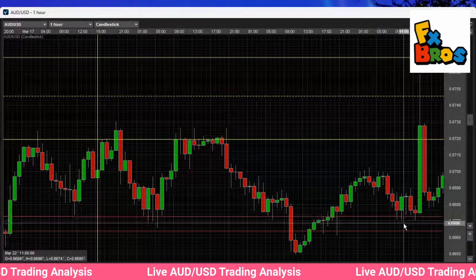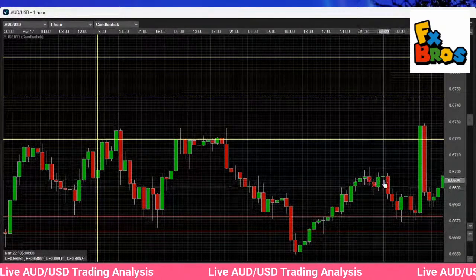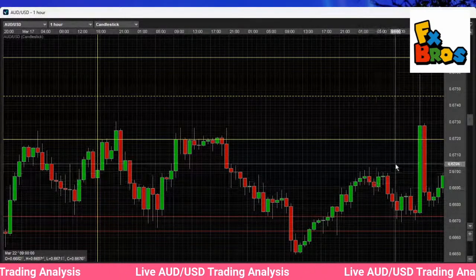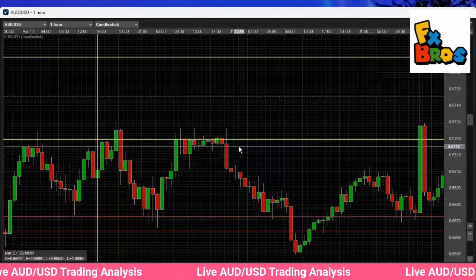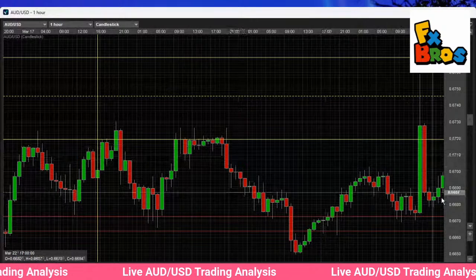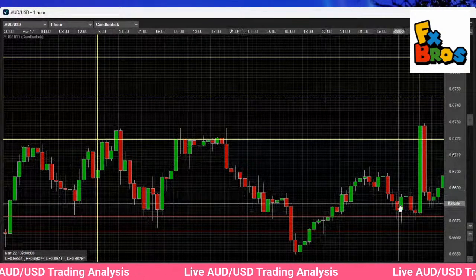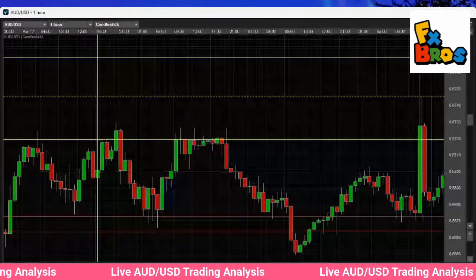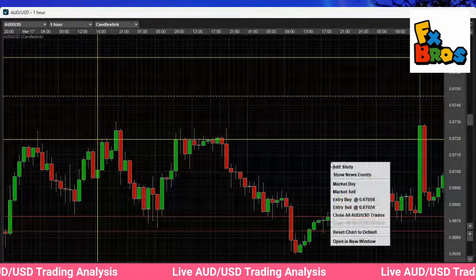Stop loss below here. Never got hit. Take profit would have been up in this area. Of course, highs would have worked. We do have old levels that we did reach up into here. But that was the first signal right here. And this is the 22nd, which I think was Wednesday. Yeah, that was the first sign.